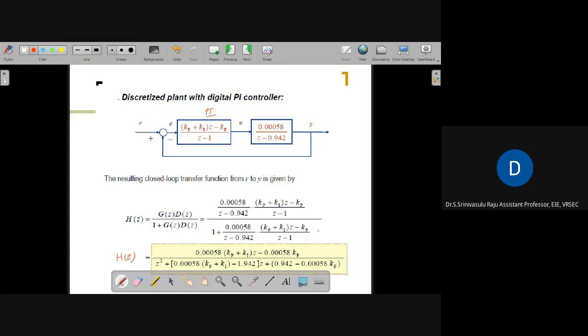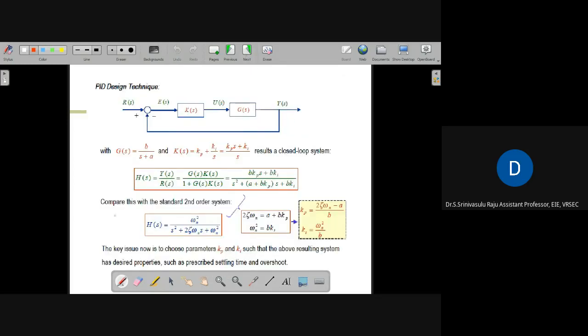So the unknown parameters are Kp and Ki. And for the PID algorithm, I am substituting, replacing PI with PID. So we have one more equation like this.